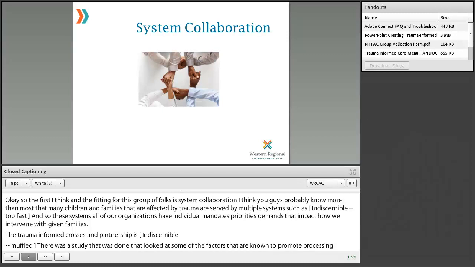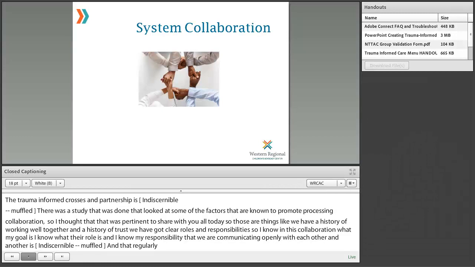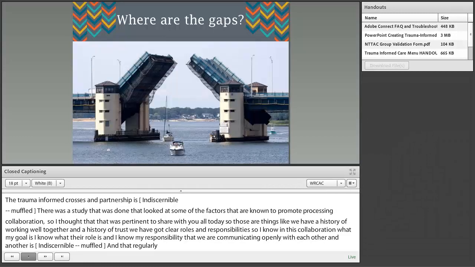That we're communicating openly with each other, and that there's proper consent in place so that regular information sharing can take place on case plans. And that regular attended joint meetings are held to determine the needs of the family. So you guys are already really hitting this mark with trauma-informed care and system collaboration. MDTs are a wonderful example of system collaboration and really such a key element of trauma-informed care.